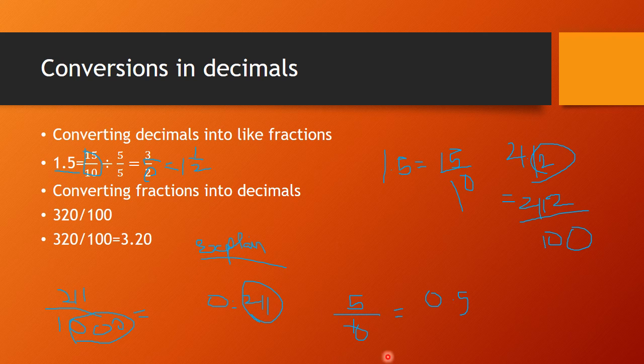Now like 5 by 10, only 1 zero is there. So we can write it as 0.5. Why 0.5? Because in the denominator we have only 1 zero, in 10. So even in the answer there should be 1 digit after the decimal point.